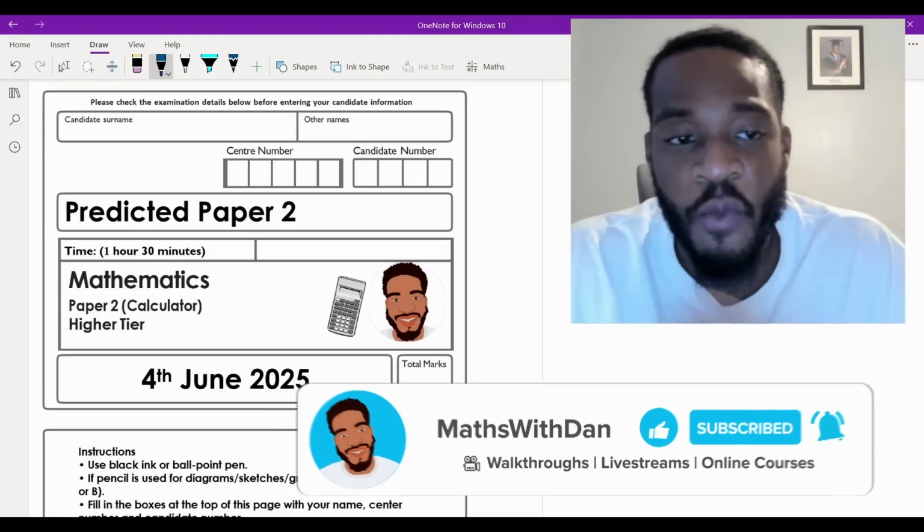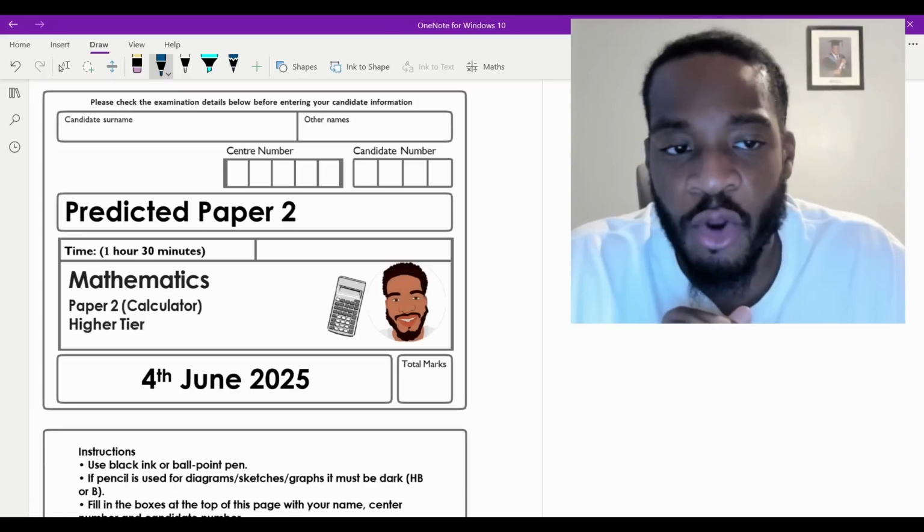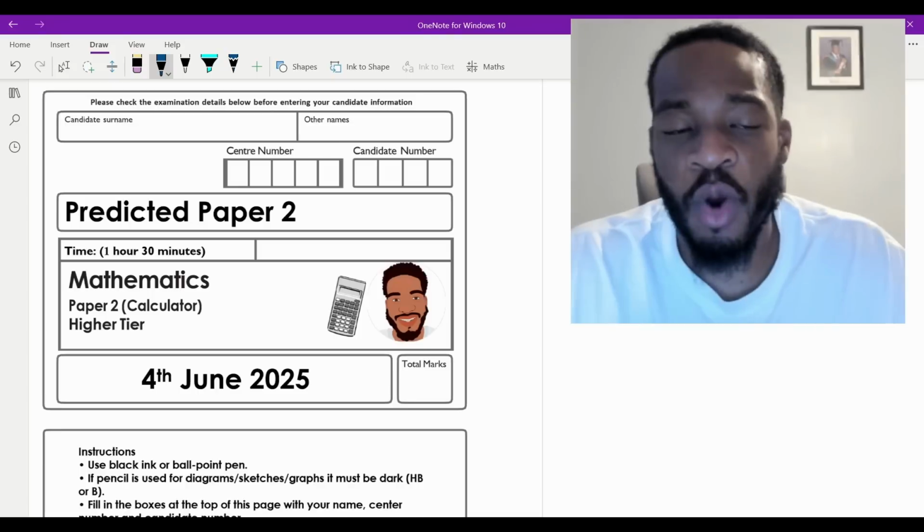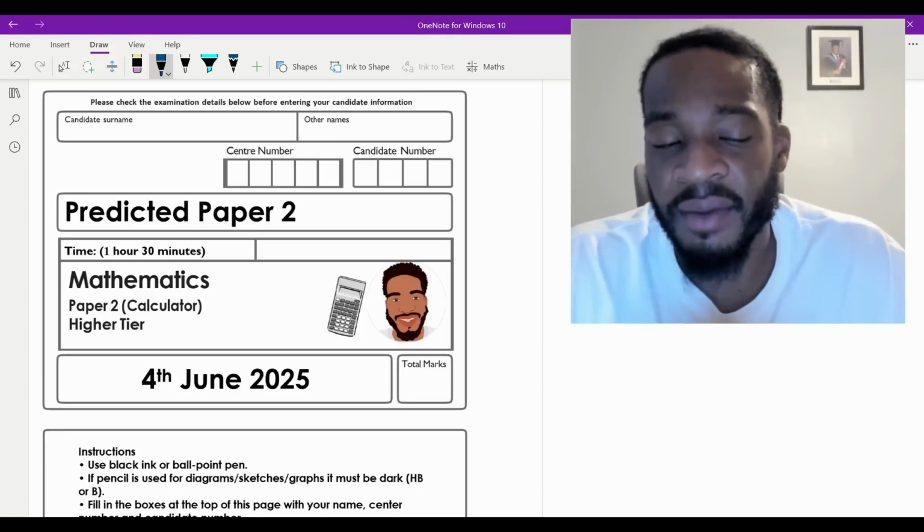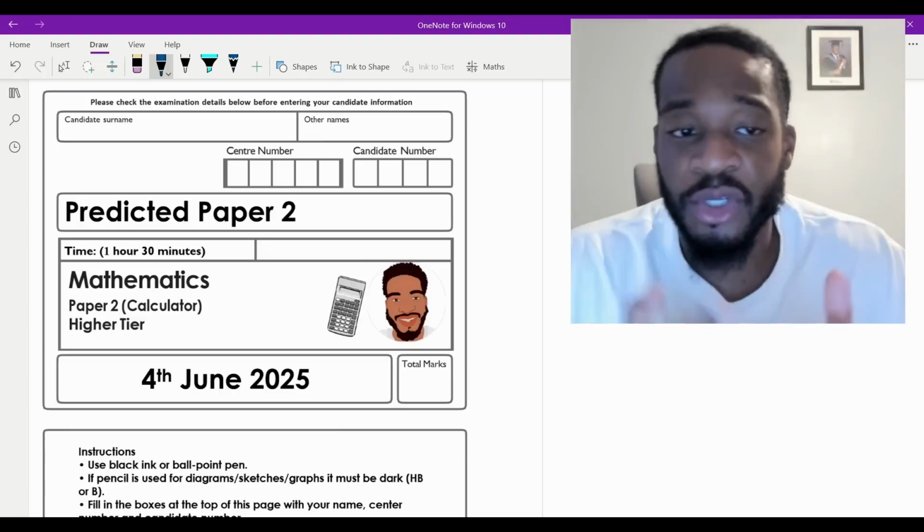Firstly, I hope paper one went well for you guys. I've seen a lot of your comments and interacted with a couple of you, and you've told me that it went well. A couple of things that I put in the paper did come up, which is good to see. But yeah, this is paper two.